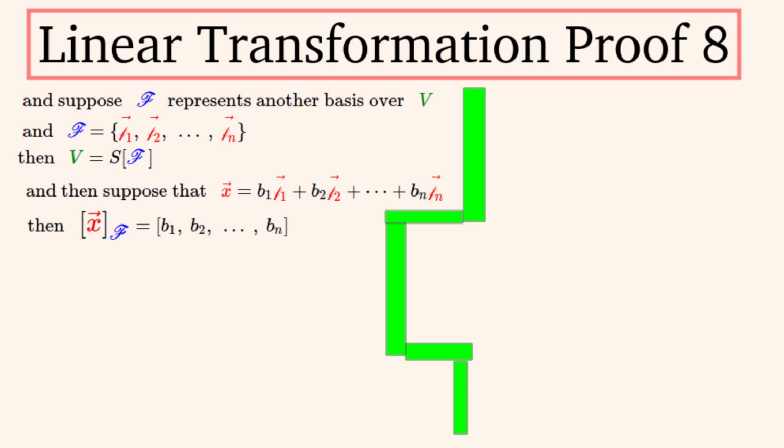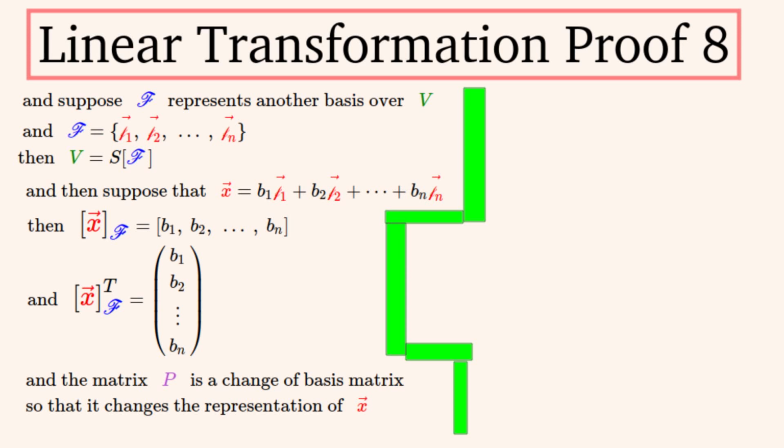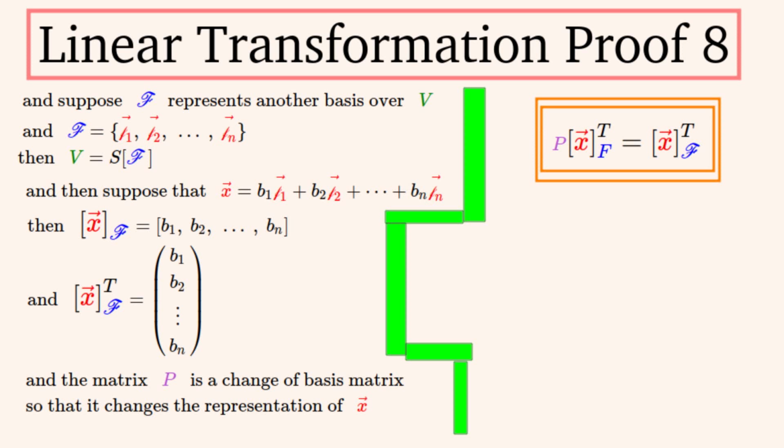in this particular order. We're assuming the set of basis vectors has some order, so that the coefficient of the first vector in the set will be the first scalar in this row vector. And then we can apply the transpose function to this vector so that it can become a column vector. So then there's a change of basis matrix called P that changes the representation of X from one basis to another. And this is what P does.